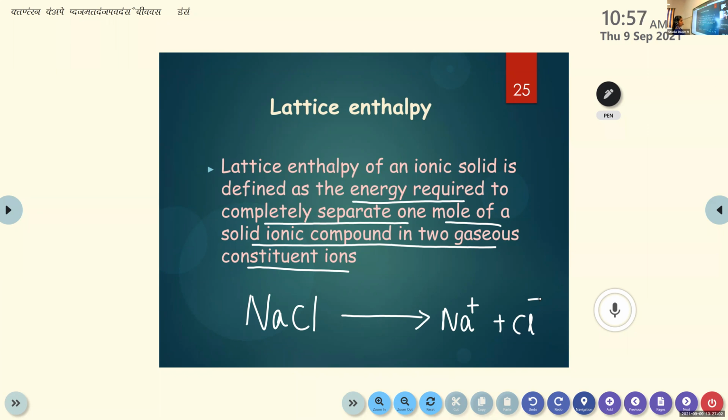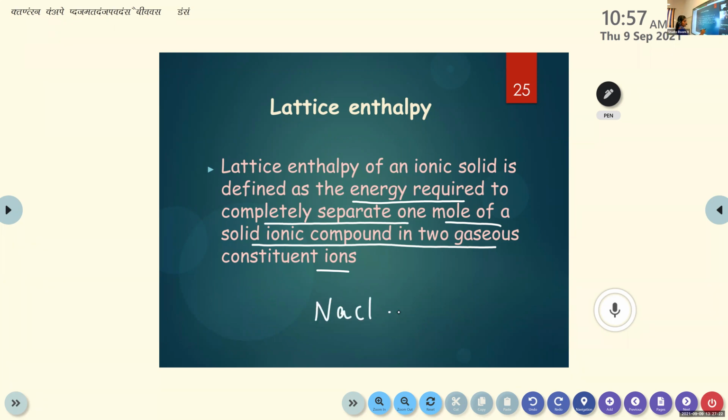Clear? Lattice enthalpy of an ionic solid is defined as the energy required to completely separate 1 mole of a solid ionic compound into its gaseous constituent ions. That is known as lattice enthalpy. In the case of sodium chloride, 788 kilojoule per mole is considered the energy required for breaking sodium chloride into its ions. Lattice enthalpy of an ionic solid is defined as the energy required to completely separate 1 mole of a solid ionic compound into gaseous constituent ions. Is this clear, children?